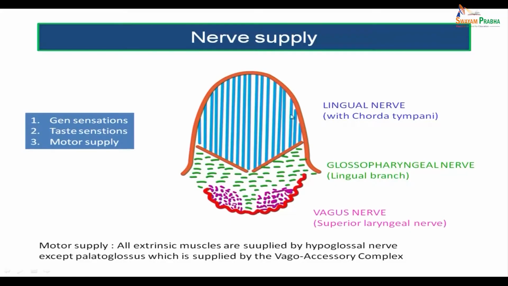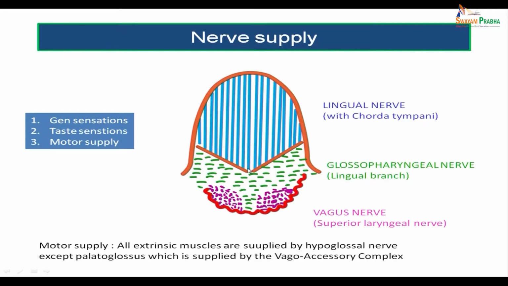Now, you see the anterior 2/3, and this is the posterior 1/3, and this is the posterior most part of the tongue. The general sensations from the anterior 2/3 of the tongue are carried by the lingual nerve. The taste sensations from the anterior 2/3 are carried by chorda tympani, which is actually a branch of the facial nerve which is running with the lingual nerve. The taste and general sensations from the posterior 1/3 of the tongue are carried by the glossopharyngeal nerve, and the taste and general sensations from the posterior most parts of the tongue are carried by the vagus nerve, that is the superior laryngeal branch of the vagus nerve.